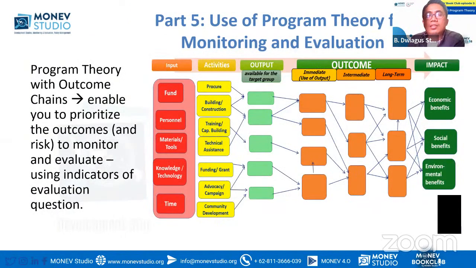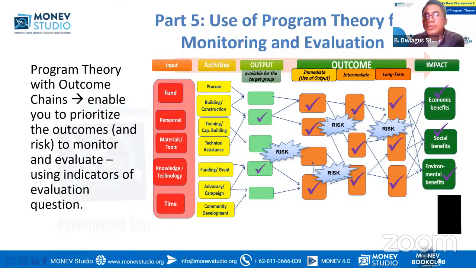So in this case, the program theory with outcome change will enable you to prioritize the outcomes, and probably risks as well, to monitor and evaluate. So this is something that you want to focus on in monitoring and evaluation, because you think that this is very critical. This is something that needs to be monitored, because you need to know what happens at that level of outcomes. And sometimes using indicators of evaluation, question, sorry, for that.